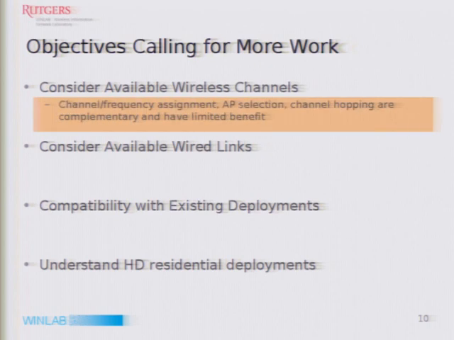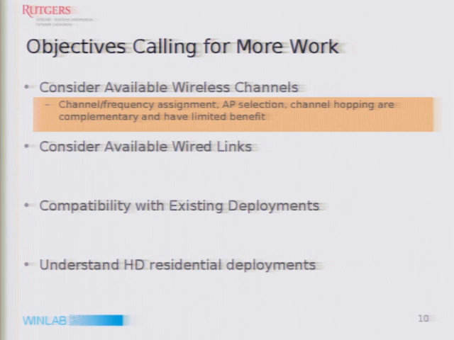For example, consider we have a certain number of available wireless channels, right? We certainly think that channel and frequency assignment, selecting access points, and distributing your load across the access points is definitely the right thing, and it's definitely complementary. But in the end, it will have a limited benefit because the demand for the channels is much higher than what we have, and at the rate things progress, it looks like it's going to be like that for the foreseeable future. So no matter what you do, you will end up with maybe an evenly distributed interfering scenario, right?